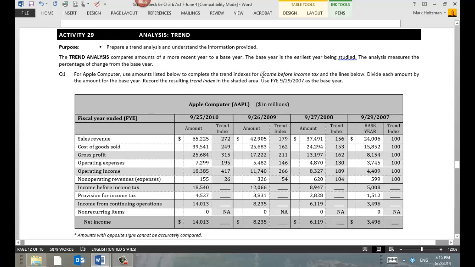Remember trend analysis? When we did trend analysis earlier today, we always divided by the base year. So it doesn't just work for the balance sheet, it can also work for the income statement. Now, you would ask me then, does it work for the statement of cash flows? The answer is no. It works for the income statement, not the statement of cash flows. So here the thing to do is simply divide each figure by the base year and figure it out.